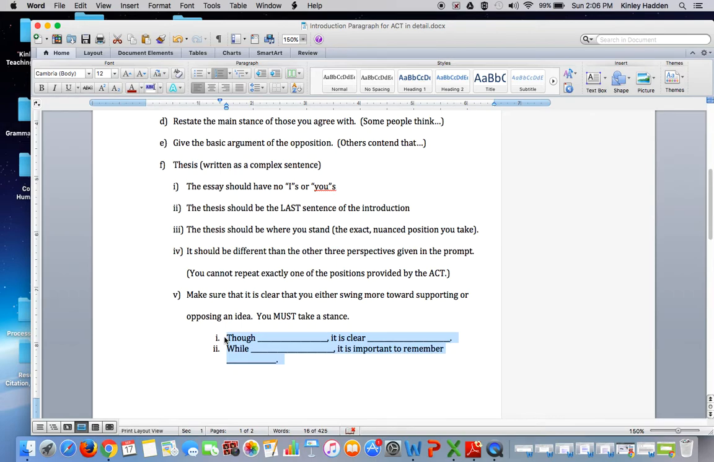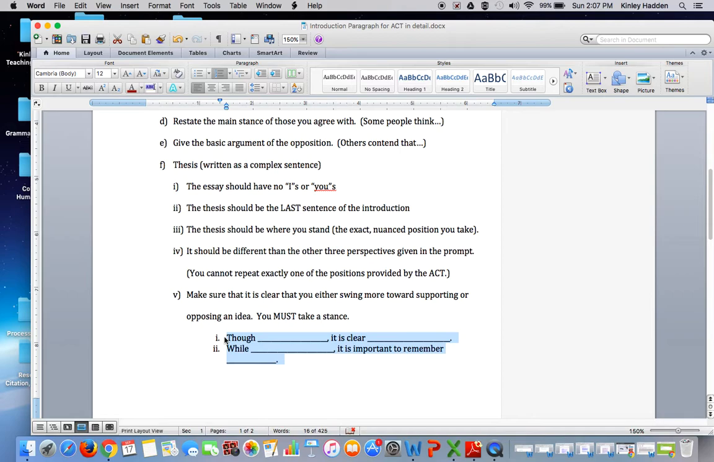Though Confederate monuments are highly contested in American society, it is clear that they are one way that Americans remember their past to ensure that they don't repeat it. Therefore, those monuments should remain. That's one possible thesis statement. It's clear in that sentence that you're in favor of keeping Confederate monuments in public spaces.